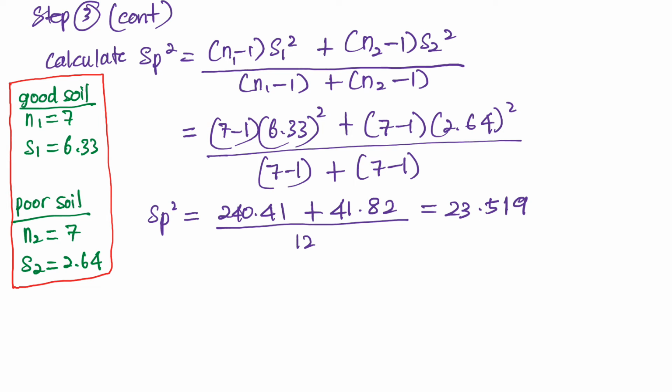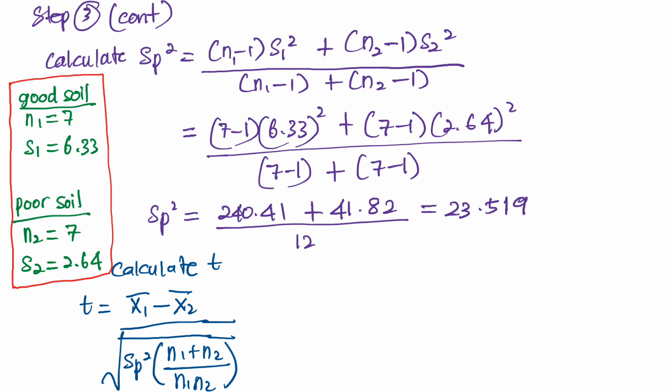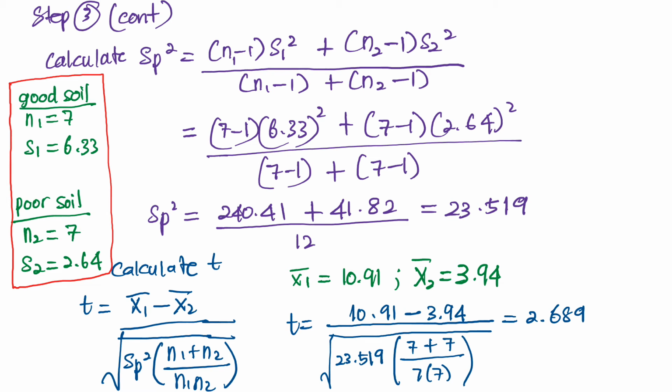Now, knowing the S1 and S2 values, we can solve for the SP squared value, where we plug in all those values into this formula, and we get the SP squared value as 23.519. Next, we can solve for the T value. This is the formula for T for independent samples. We need the information of x1 and x2 besides the SP squared. So the T value is solved as 2.689. This T value represents T computed or T calculated.